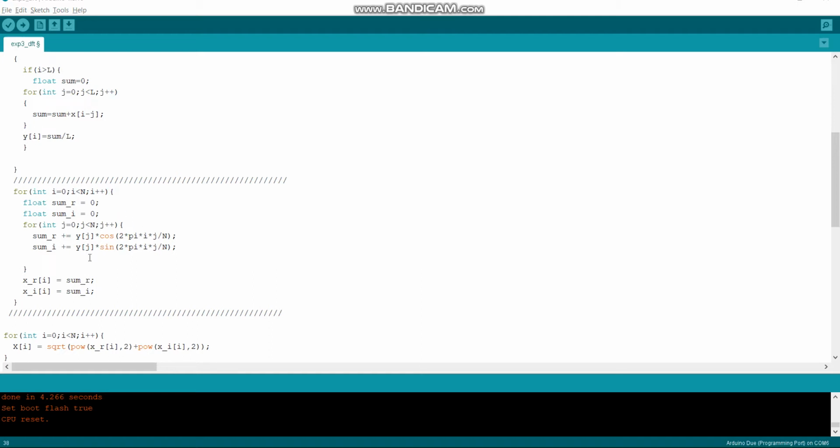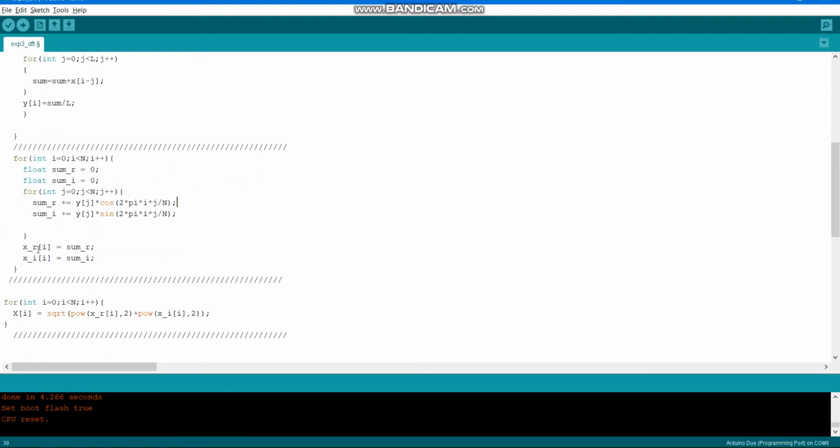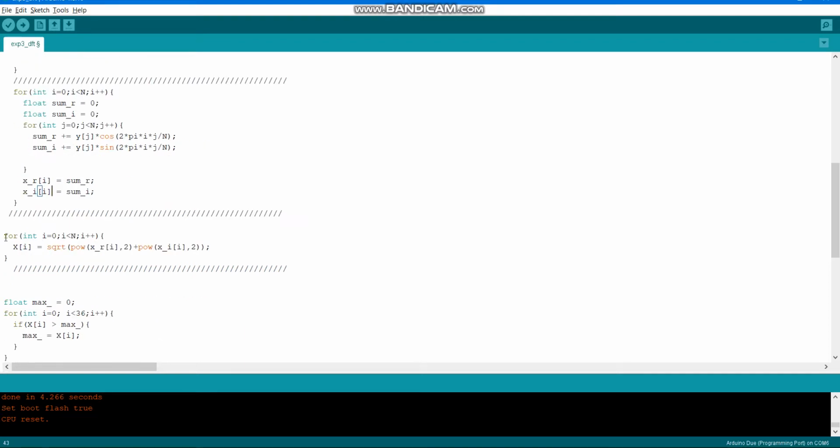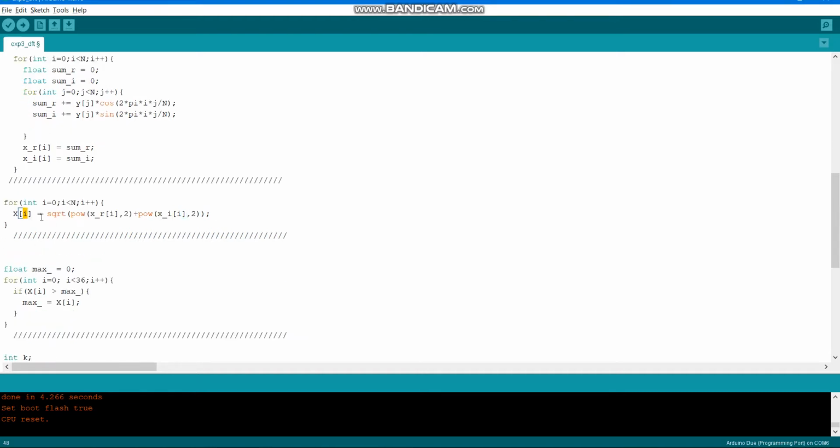So for every i, these values, the sum r and sum i, will be iterated over and over and summed, and then we are storing them at the ith position in the real and imaginary arrays. Then we need to find the magnitude. So here we are using the capital X array and storing the magnitude of the real and the imaginary part. We are basically doing the square root of xr square plus xi square, and saving it at each position in the capital X array.